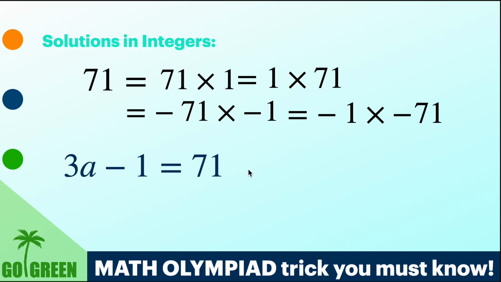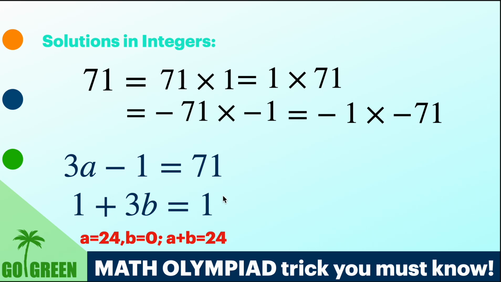So first case, 3a minus 1 can be 71 and 1 plus 3b can be 1, right? In this case, is there any integer solution? The answer is yes. So 3a equals 71 plus 1, which will give 72. So a is 24. And you can take b to be 0 now because 0 is an integer. b equal to 0 is allowed here. So 1 plus 0 is 1. So basically, a solution of this is given: a equal to 24, b equal to 0, and a plus b equal to 24 in this case, right?